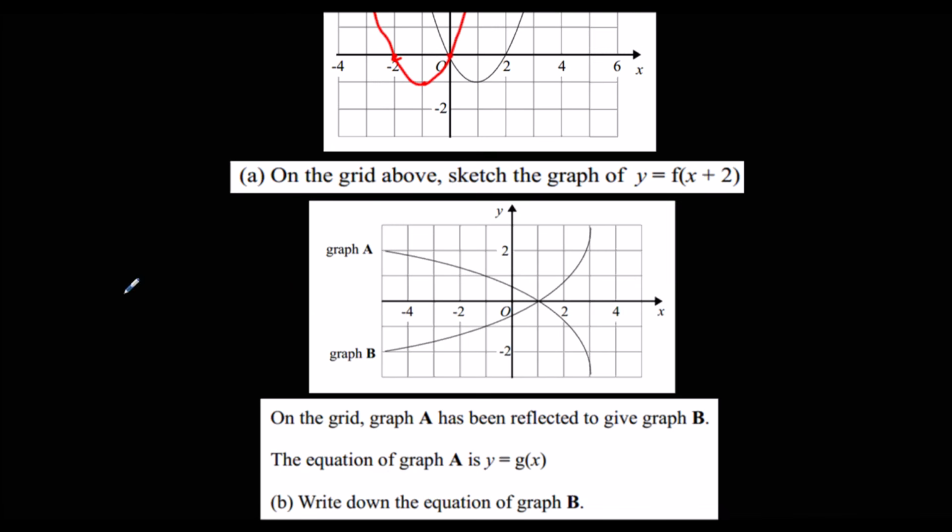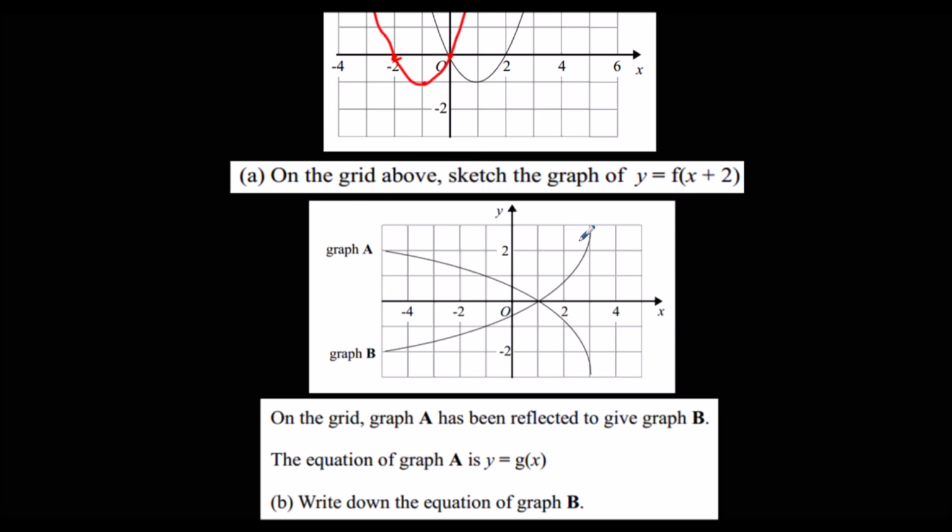Part B, we've got graph A has been reflected to give graph B. The equation of A is g of x. Write down the equation of B. So it's been reflected in the x-axis this time.